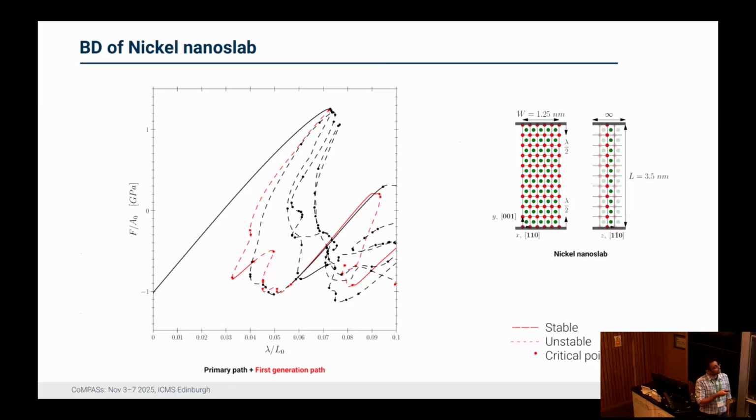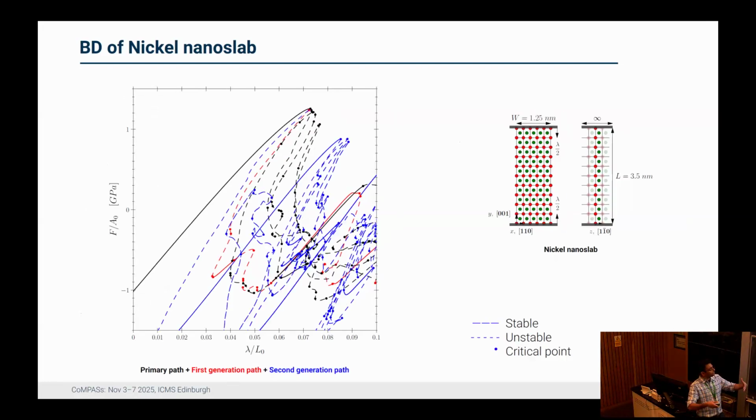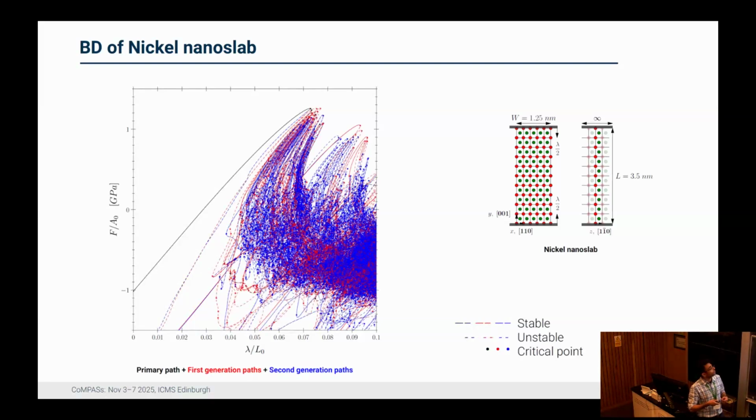Okay, now I show how this equilibrium map is built for this particular problem before I apply those three methods. So this is the first generation path. The black one is the primary path, and the red ones are the first generation ones. I think there is some inconsistency. The non-dashed ones are stable, the dashed ones are unstable, and the dots are critical points. Now I do one more generation, and it becomes more complex. I do more, and it becomes more complex.